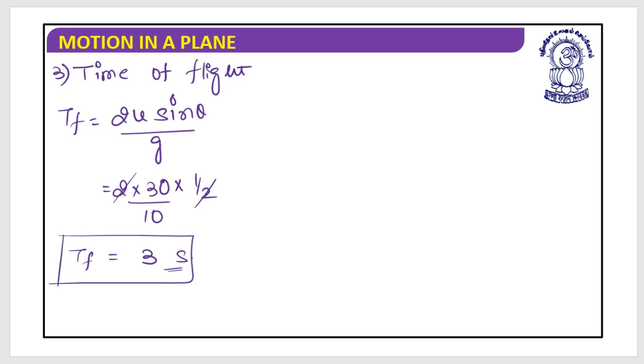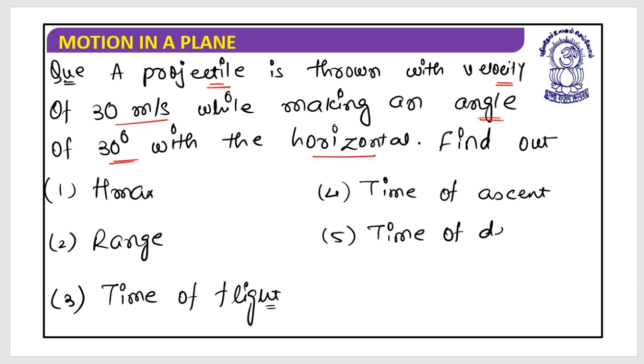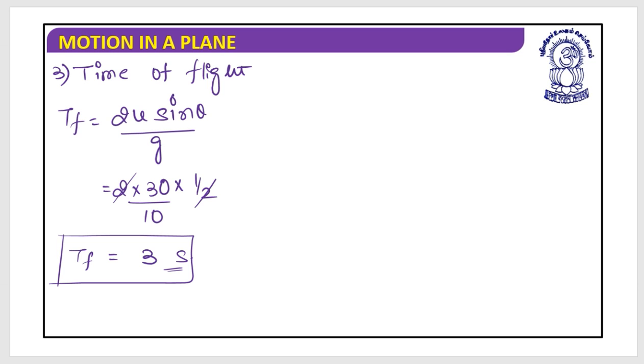Yes. So shall I add something to this? Let's add it up. Next, what I require is time of ascent, and second, time of descent. Yes, I require time of ascent, I require time of descent. How could I find it out?